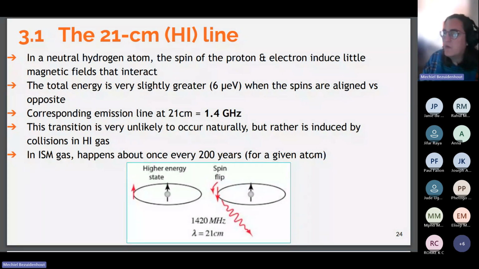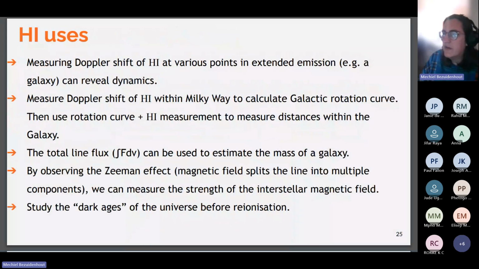So I drew up a list of some uses that I've come across for the H1 line. These are just more or less random uses of the H1 line that I have come across. Very likely there's a whole range of more uses for H1. I just want to give you some idea of the things we can do with it.